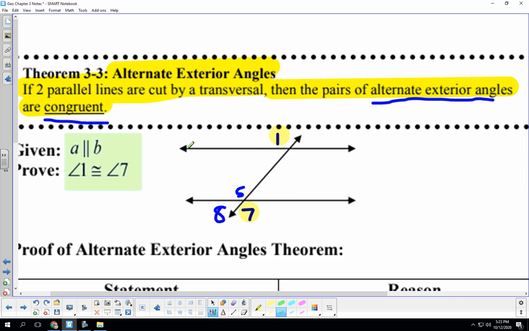All right, so you guys, I want you to draw the picture. Two parallel lines cut by a transversal.